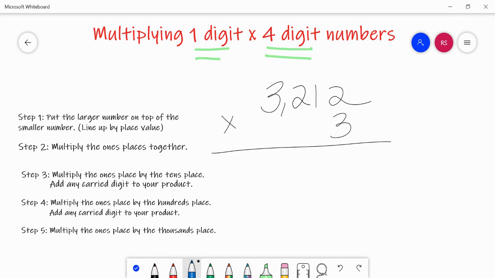So you can see my very first step is I always put my bigger number on top. I put the smaller number on the bottom and I line them up in the ones place, right? So you can see that my ones place is lined up, my 2 and my 3.